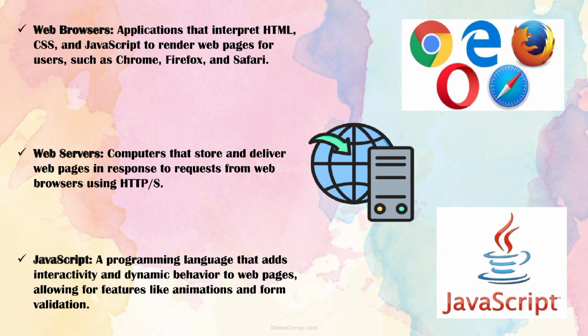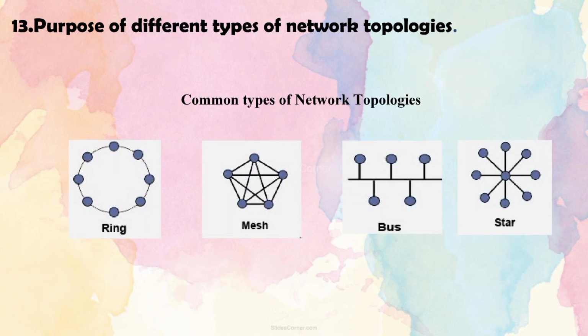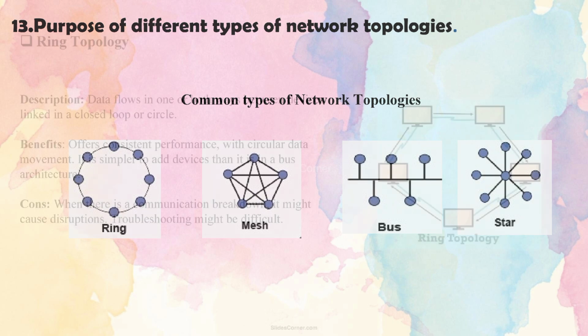JavaScript, a programming language that adds interactive and dynamic behavior to web pages, allowing for features like animation and form validation. Purpose of different types of network topologies. Common types of network topologies: ring, mesh, bus, star.